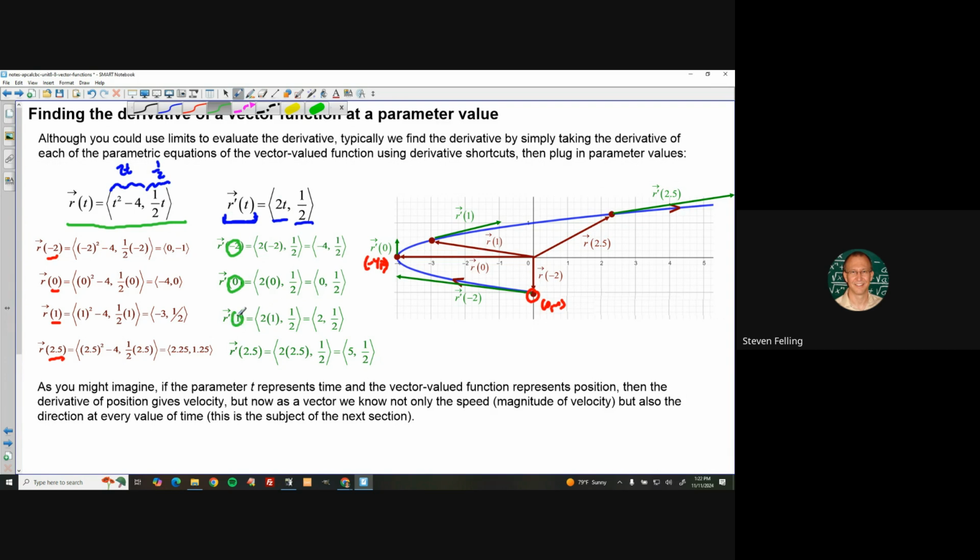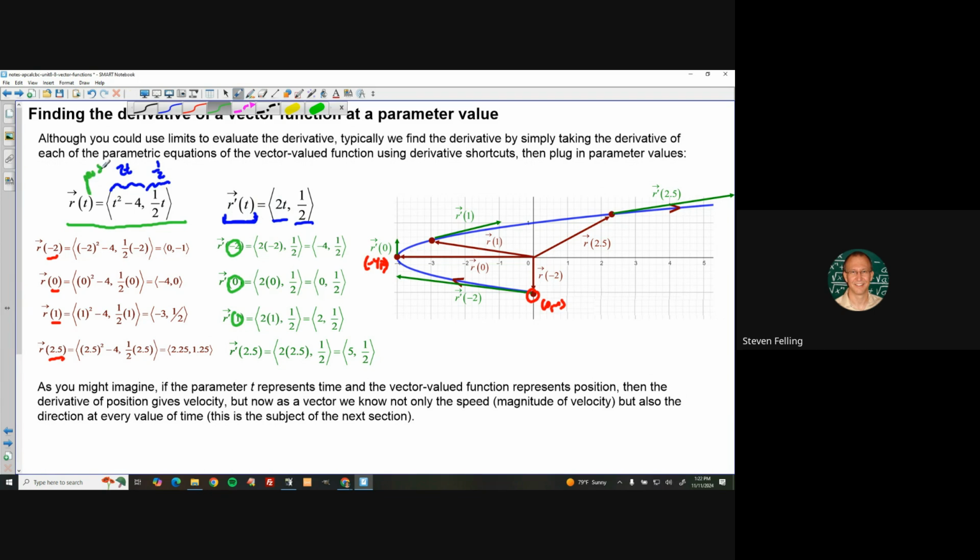Okay, this gives me the direction and speed at time 1, and this green vector tells me the direction and speed here. So based on this, the behavior of this object, whatever's causing this, is that it's coming in quickly, slowing down, and then speeding back up as we go out here. All right, so that's the geometric meaning of the position.